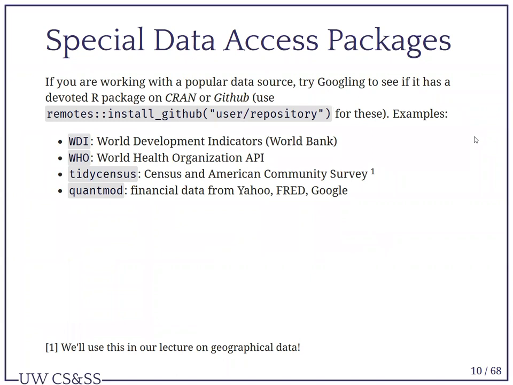Okay, so the first thing is there's a lot of special data access packages. If you are working with a popular data source, try Googling to see if there's a devoted R package that already exists for it. So you can load repositories for packages right from the CRAN, which is what we have been doing so far. So when we say install.packages tidyverse, that's something that's already on R's network for packages. But there are some things that are not on R's network for packages that are just on somebody's GitHub. And you can install those the same way. This is what that code would look like in order to do that.